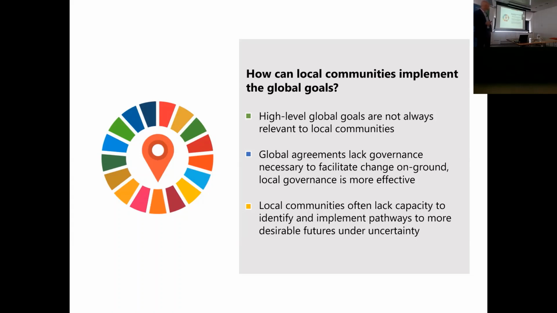Global agreements also lack the governance necessary to facilitate on-ground change. So at a global agreement level, there's not really much teeth to get action on the ground, which happens at the local level, the landscape scale, catchment scale. And local communities also often lack capacity to understand, what can we do here? What actions are available to us? How do we make the best decisions over time, given so many different goals, very complex socio-economic targets, environmental targets, all interacting in complex ways, and there's significant uncertainty about the future. What's going to happen here and how's it going to affect us? How would that affect the decisions we make today?